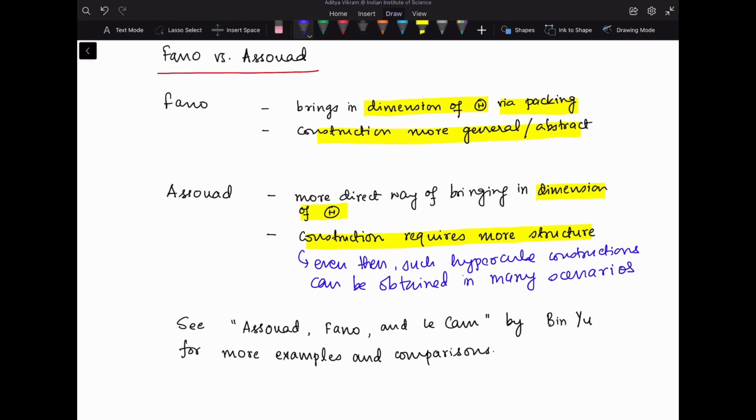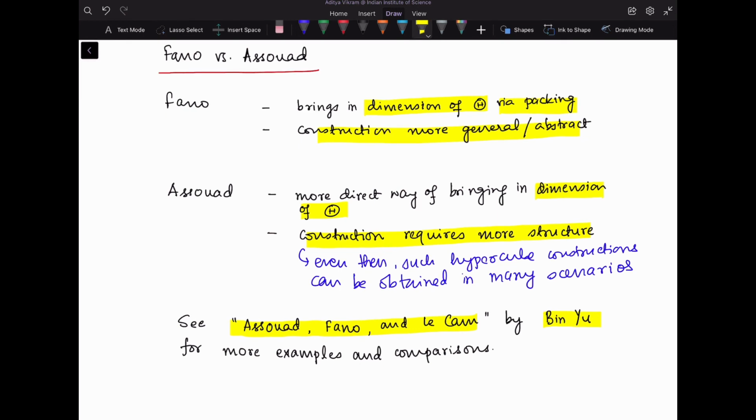If you want to see examples of that, you can refer to the paper Assouad, Fano, and Le Cam by Professor Bin Yu. In this paper, you can also look at comparisons between these methods. So this is all I have to say. Thank you.